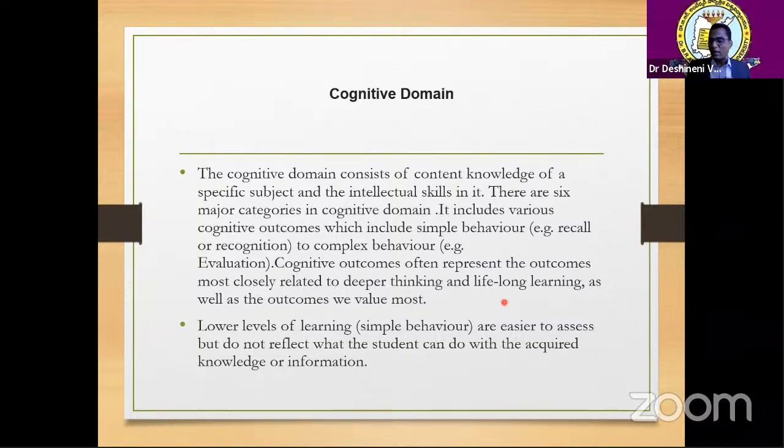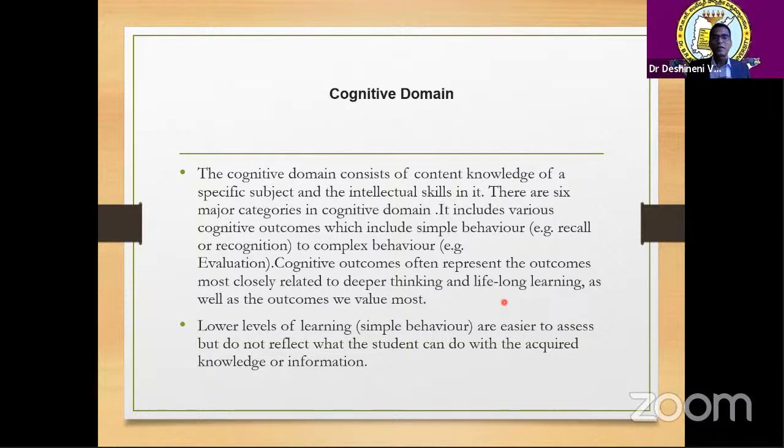There are 6 major categories in cognitive domain. It includes various cognitive outcomes, which include simple behavior, for example, recall or recognition, to complex behavior, for example, evaluation. So when we are talking about cognitive domain, we have to understand that cognitive domain consists of knowledge of a particular, specific subject, and also skills related to intellectual abilities. That means intellectual skills.